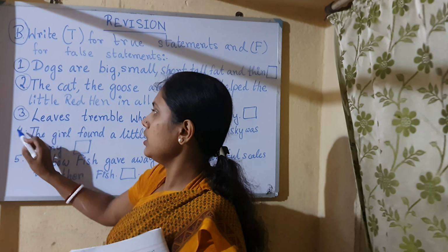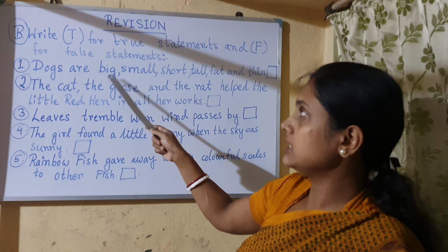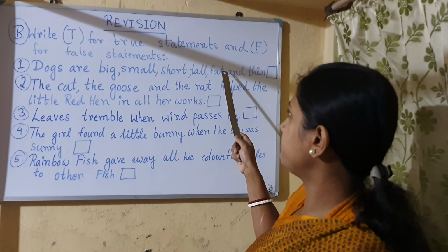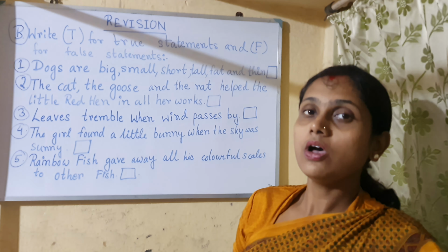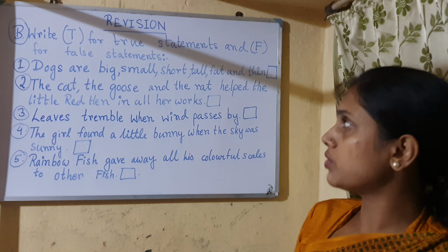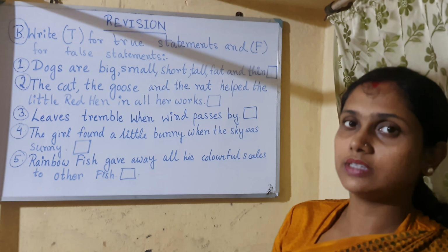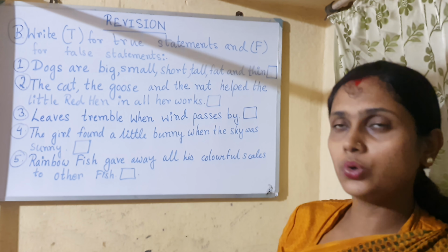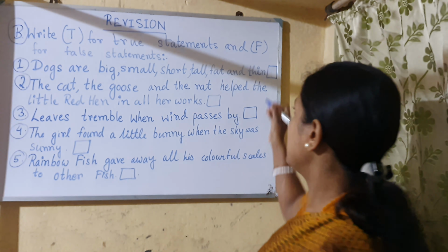So you will give me the answer. Dogs are big, small, short, tall, fat and thin. Is it true or false? So think and tell. I think you have learned. So what is the correct answer? Dogs are big, small, short, tall, fat and thin. So it is true. Okay, so give T here.